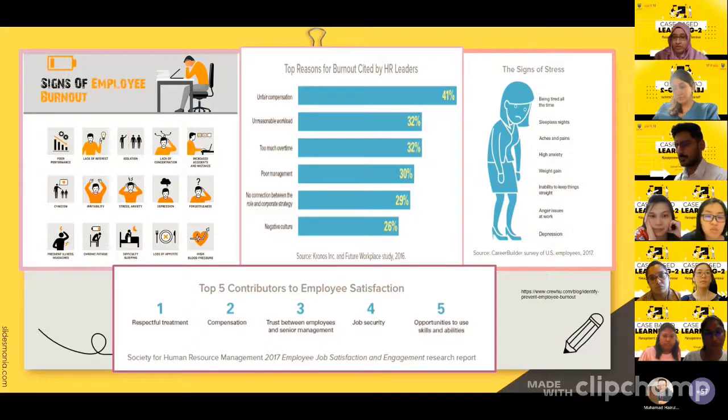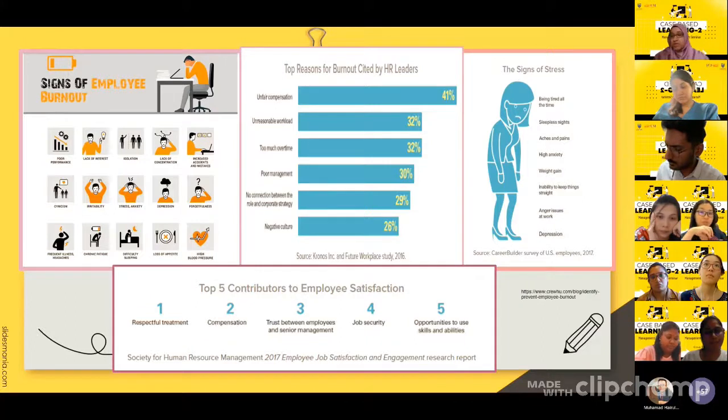According to the Society for Human Resource Management in 2017, which conducted a survey on employee job satisfaction and engagement, the top five contributors to employee satisfaction are: first, respectful treatment; second, compensation; third, trust between employees and senior management. This is very crucial, as we are in one particular team and we want to work together to enhance service delivery. Next are job security and opportunities to use skills and abilities. In summary, it is really important to understand the triggers and address these causes for us to improve our governance and service delivery as healthcare managers.